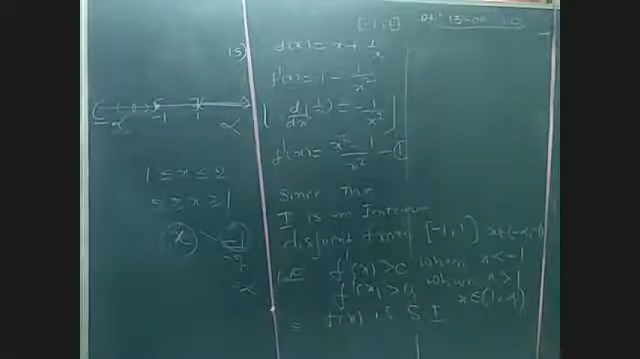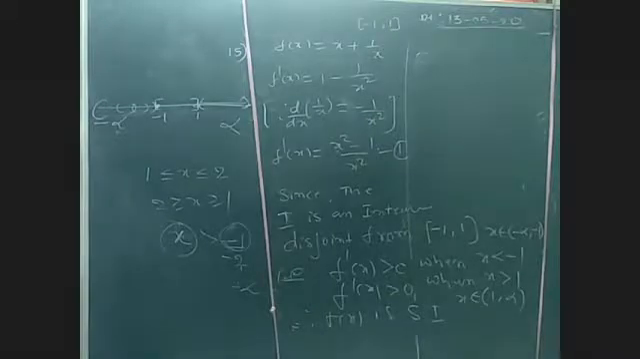So if x is less than -1, f dash of x is greater than 0. If x is greater than 1, f dash of x is greater than 0. So that, just write the given question.